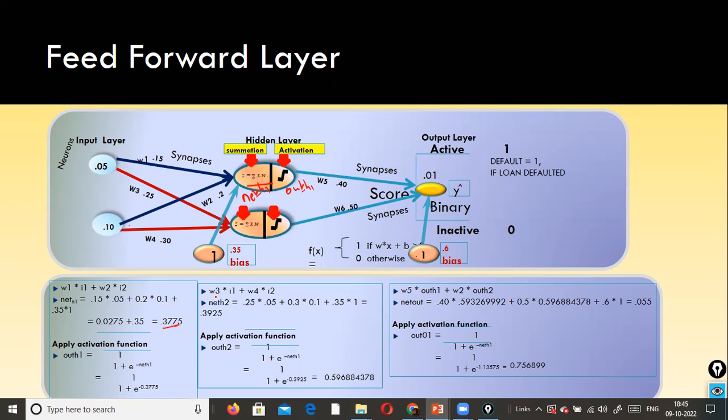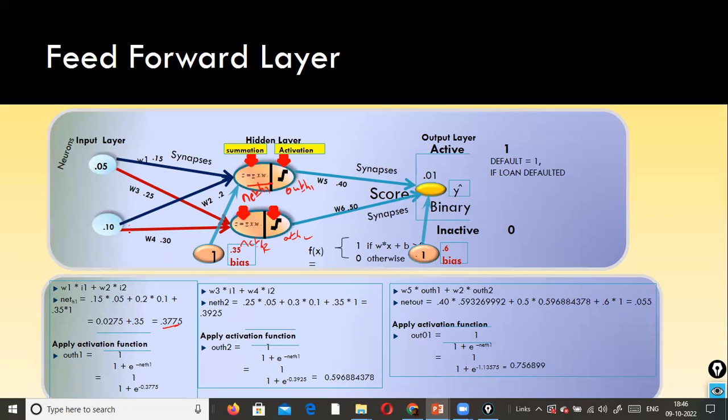And then the next one is W3 into I1 plus W4 into I2. First it was done for this one, and the next one is this. In this case, this is your net H2, and this is your out H2. Here, 0.25 into 0.5 plus 0.3 into 0.1 plus 0.35 into 1. Each layer, the bias will be added. This is the bias, kind of like your intercept in linear regression. That is what I discussed yesterday.